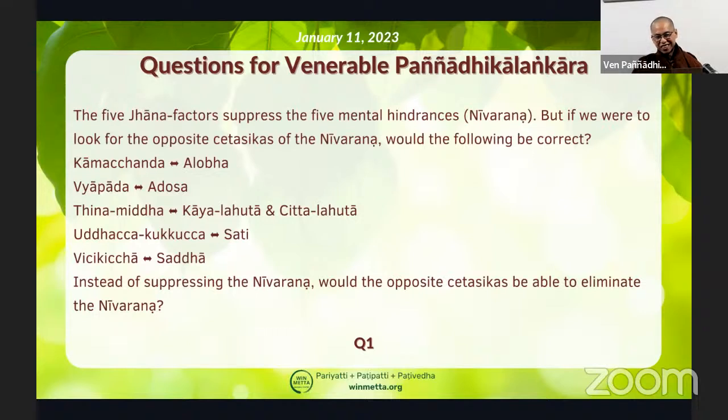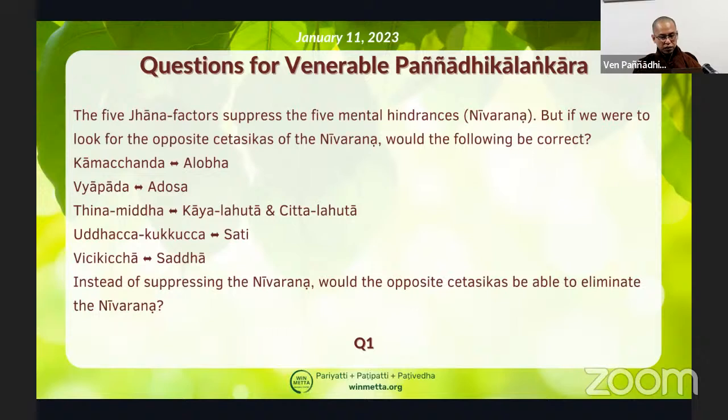Lobha. So for lobha, the opposite is alobha, right? And in the Paṭisambhidāmagga commentary, it is already identified that the paṭipakkha of kamacchanda is alobha. Paṭipakkha means opposite. So Kama Chanda is known as lobha. That's why alobha is the opposite.